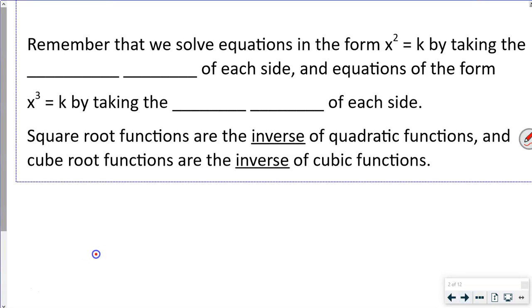we're going to remember that we solve equations in the form x squared equals k by taking the square root of each side, and the equations of the form x cubed equals k by taking the cube root of each side. Square root functions are the inverse of quadratic functions, and cube root functions are the inverse of cubic functions. I'm going to show you that on a graph in just a second.